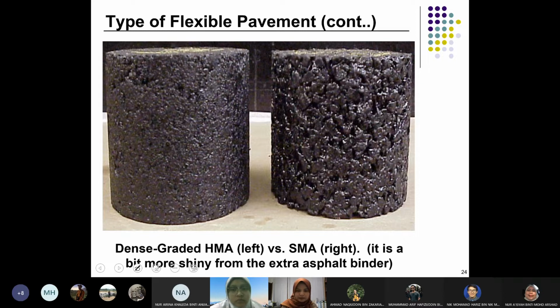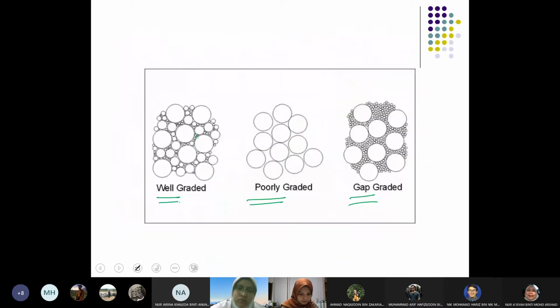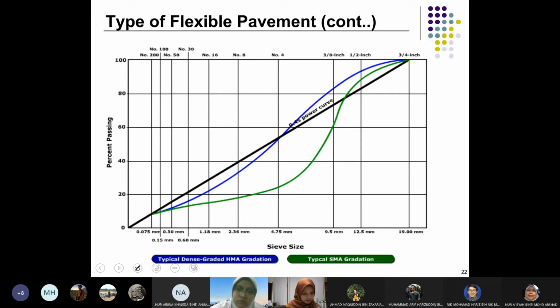Yang sebelah kanan ni, dia guna jenis yang gap graded. Gap graded tu tengok. Mana gap graded? See this one? Ni ada besar dan juga terus dia pakai yang kecil. Dia tak ada in between tu. Okay, mungkin akan ada pause in between that might not be filled up. Okay, so this is what we call gap graded.